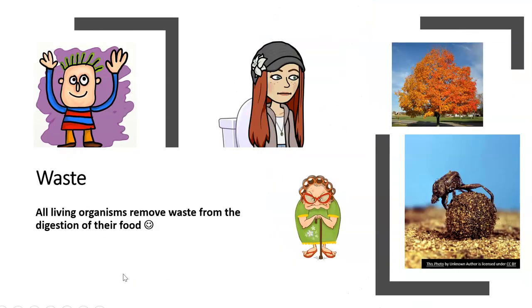Waste. All living organisms remove waste from the digestion of their food. I'm talking poo, I'm talking feces. Now, I'm also talking leaves, dead leaves on our tree, like we've got there. And you'll see there one of my favourite creatures of all time, the dung beetle. Believe me, without dung beetles, there'd be a lot of poo on this planet. But all living organisms have to remove waste from the digestion of their food. Okay, so different processes depending on what the organism, but they need to get rid of that waste or they'll explode.